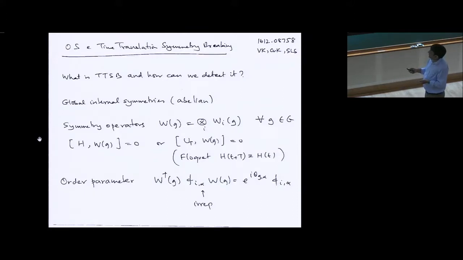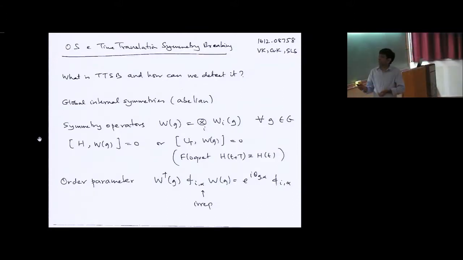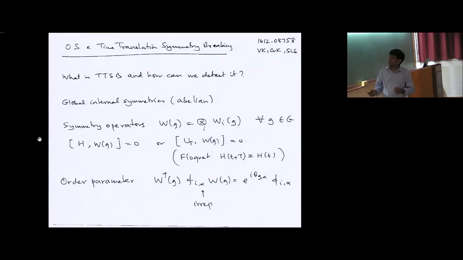To remind you, for an internal symmetry, you've got typically a unitary that acts in the system whose action factors on sites. So if it's a spin flip, you've got to go in and flip every spin or rotate every spin by a certain amount. I'm going to be talking about abelian symmetries because time translation is one, and that's all I need. And then if a Hamiltonian is symmetric, it means that it commutes with these symmetry operators.